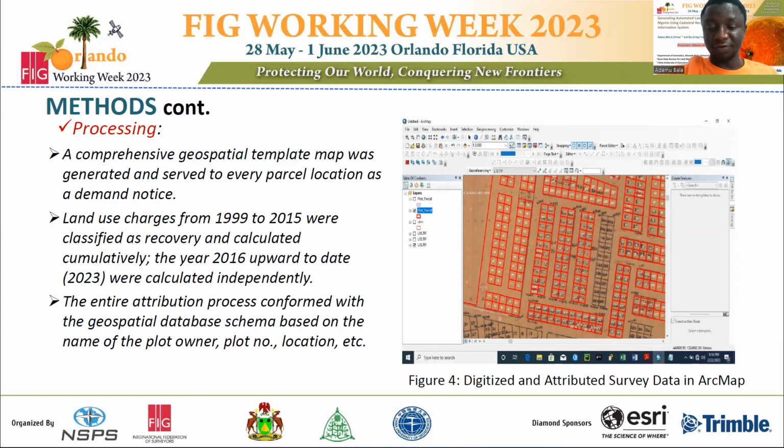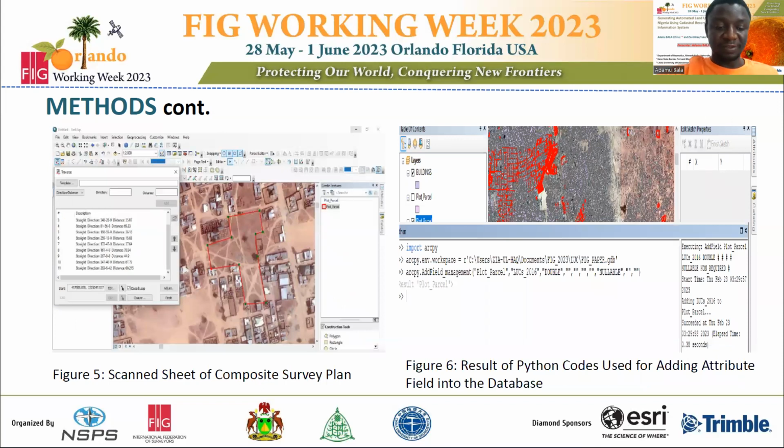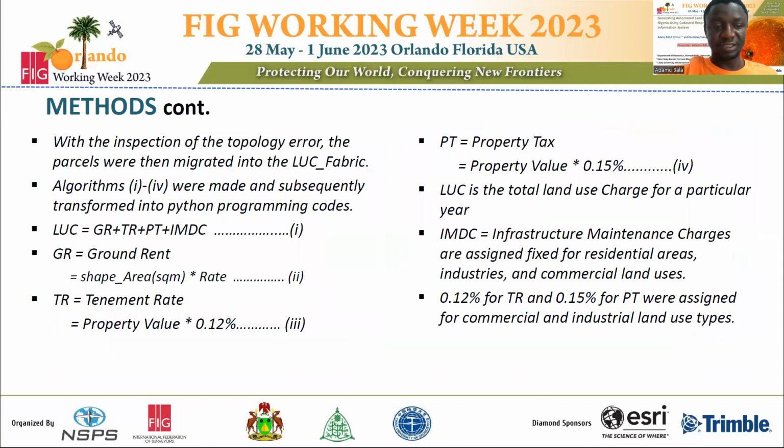As we can see, figure 4 shows the digitized and attributed survey data in the ACMAF with the various land parcels in red color. Figure 5 shows the scan sheet of the composite survey plan, which was used in the course of the project. And figure 6 shows the results of Python codes used for adding attribute field data into the database, because some codings were created for the purpose of adding such data or calculating different land use taxes.